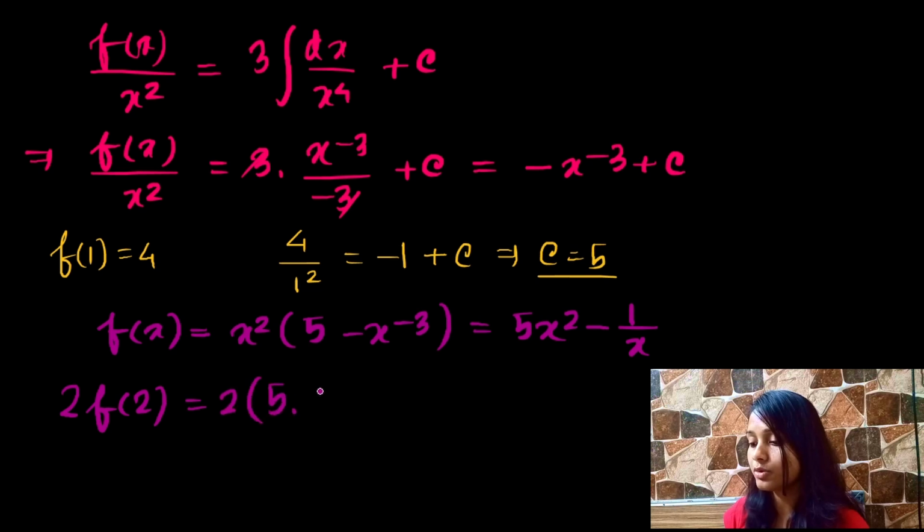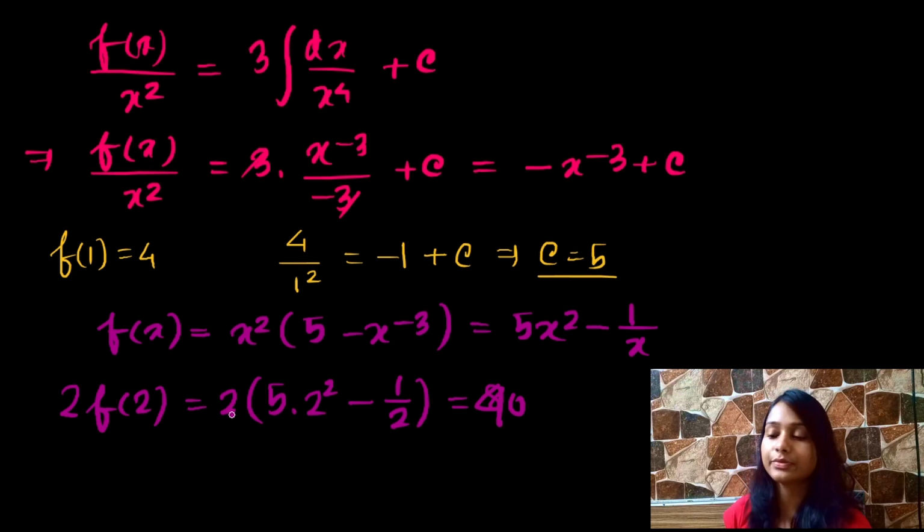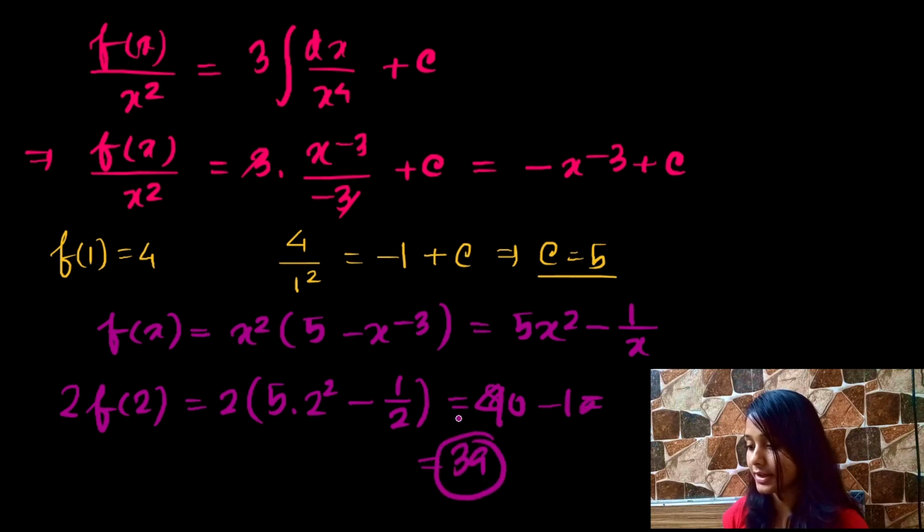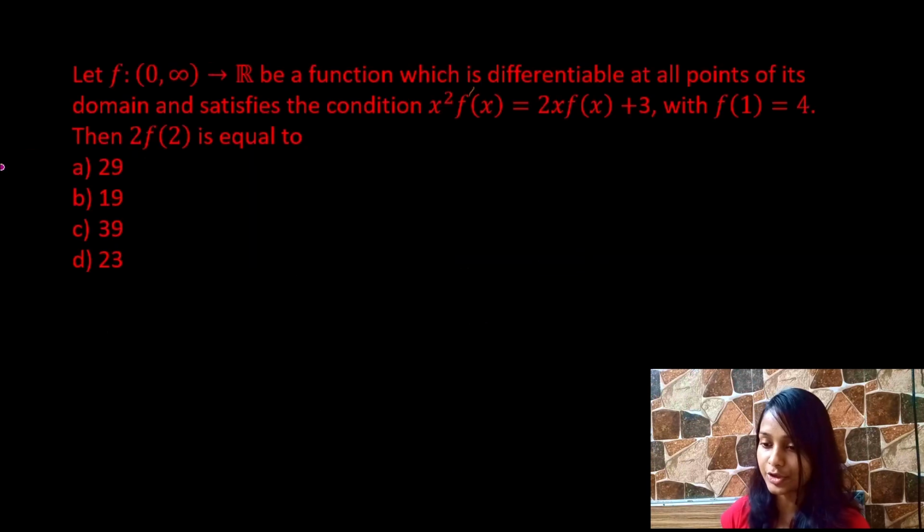So we need to find the value of 2f(2). So 2 into 5x square minus 1 by x, with x equal to 2. So it will give, I think, 40. 2 square is 4 and into 2 is 8. 8 into 5 is 40 minus 1. So it will give 39. So this 39 is the answer of that expression.